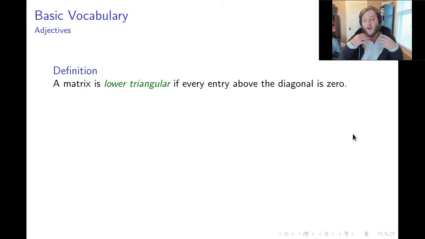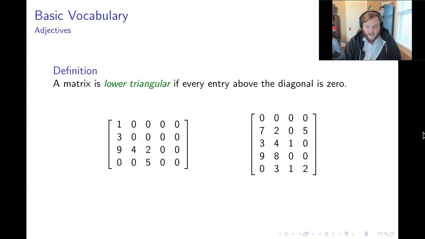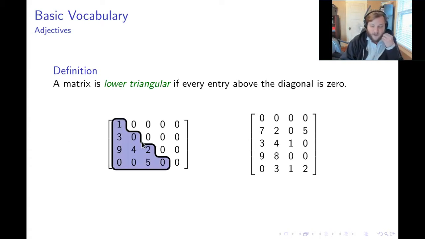And just like we have upper triangular matrices, we also have lower triangular matrices, which are similarly useful. A matrix is called lower triangular if every entry above the diagonal is equal to 0. So let's look at some examples here. In our example on the left, let's say that we wanted to test whether or not this matrix was lower triangular. Well, what we do is we section off everything on the diagonal and below, and then we verify that everything outside of this section is equal to 0. In this case, everything outside of this section is equal to 0, so this matrix is lower triangular.